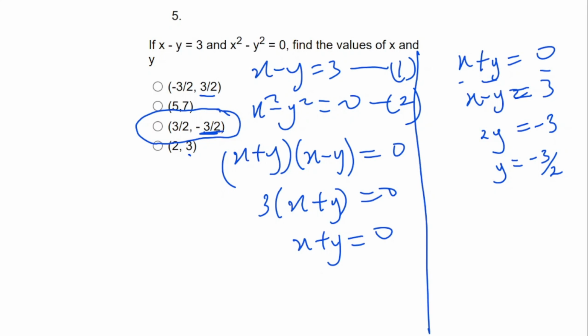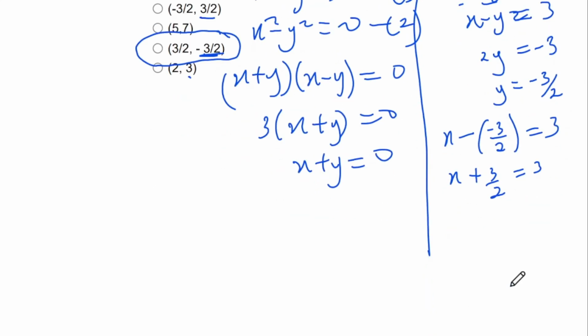But let's check. Let's put the value of y in equation 1. So x minus 3 over 2 equals 3, and see what we're going to have. That will be x plus 3 over 2 equals 3. So that means we're going to collect like terms here. That's going to be x equals 3 minus 3 over 2. Let's find it, this over 1. This is 2. All right. That is 6 minus 3. That is 3 over 2. You can see, so x is 3 over 2. This is this one.